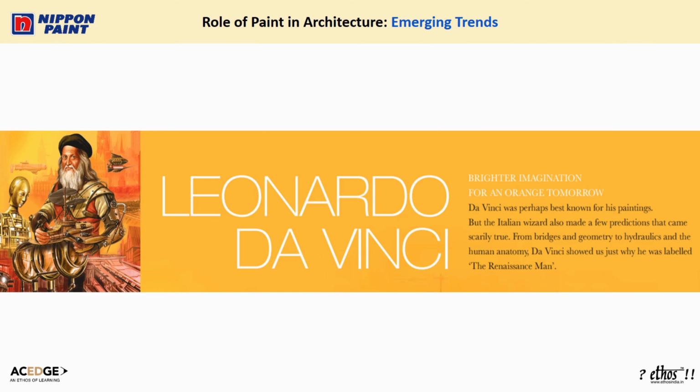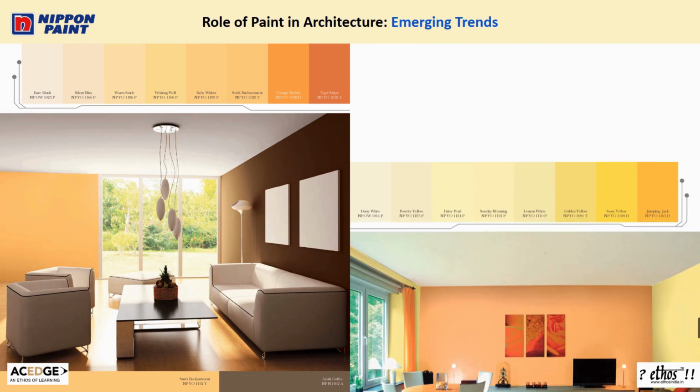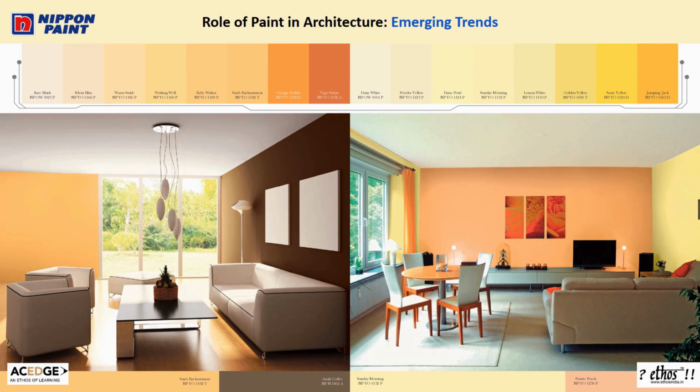Brighter imagination for an orange tomorrow. Da Vinci was perhaps best known for his paintings, but the Italian wizard also made a few predictions that came scarily true. From bridges and geometry to hydraulics and the human anatomy, Da Vinci showed us just why he was labeled the Renaissance man. The Da Vinci collection has warm colors in pastels that energize and relax at the same time.